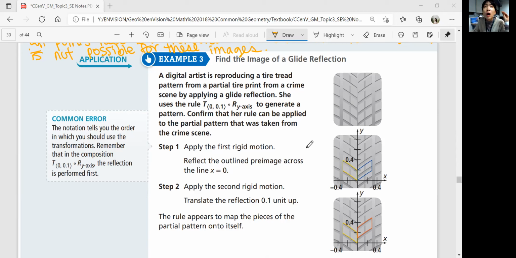Okay, also note that the notation tells you the order in which you should use the transformations. Remember that in the composition T of R, the reflection is performed first. Okay, T of R means T follows after your R. So translation after your reflection.